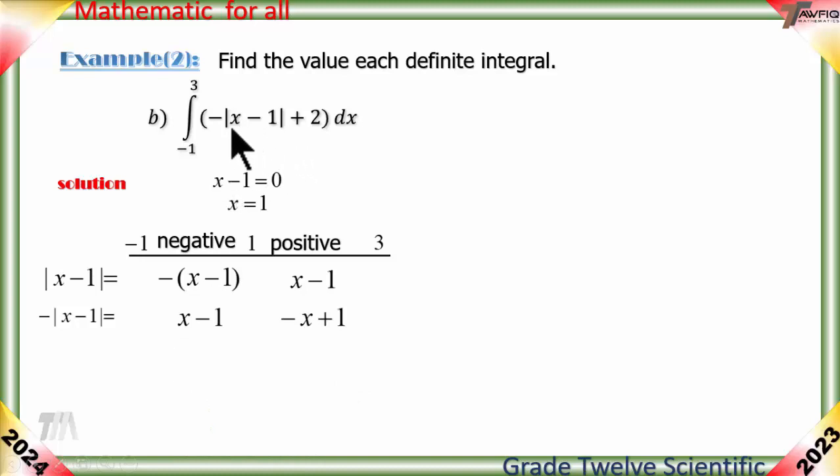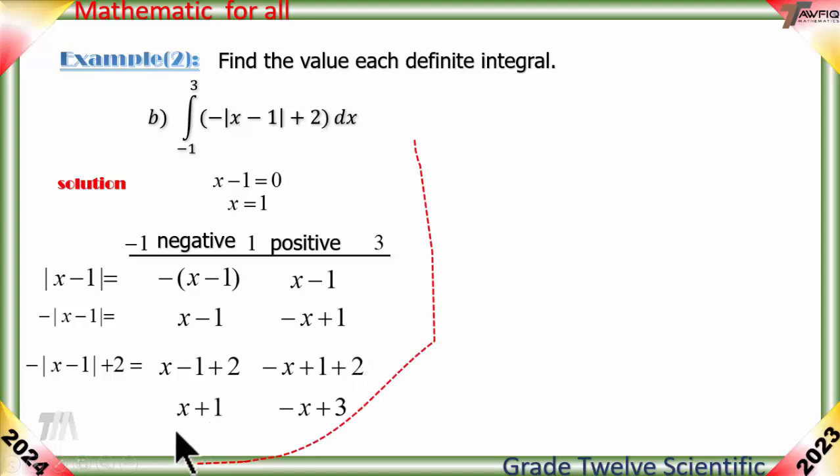Because we have the absolute value plus 2, add 2 to all of them. It becomes minus absolute value of x minus 1 plus 2. Here x minus 1 plus 2. Here minus x plus 1 plus 2. Simplify, it becomes x plus 1 when x is less than 1, and it is minus x plus 3 when x is between 1 and 3.